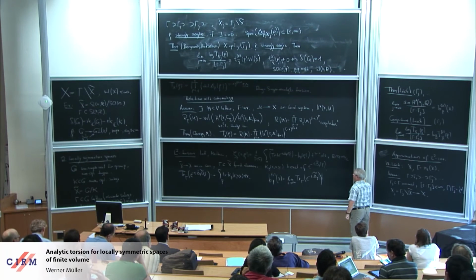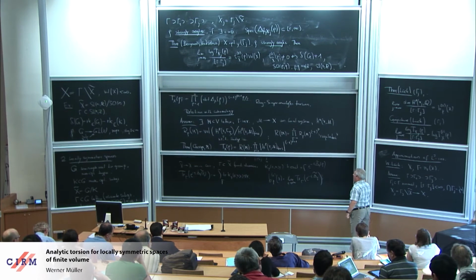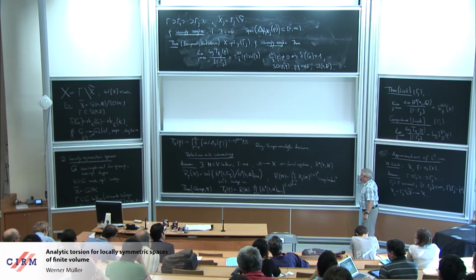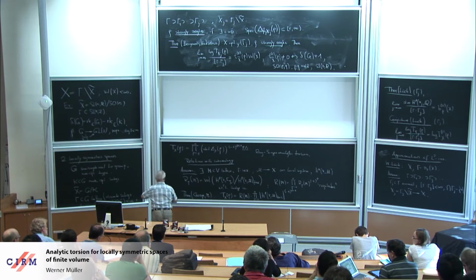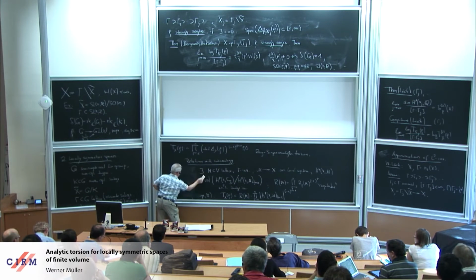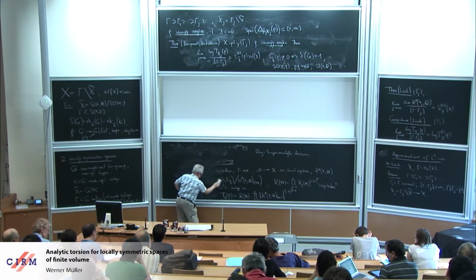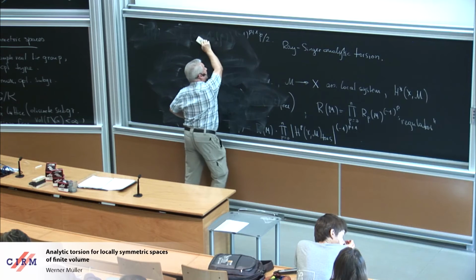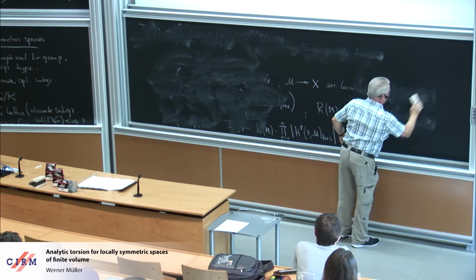So just let me briefly indicate, I cannot say much about the proof, but I just want to briefly indicate where this assumption about the uniform spectral gap comes into play. Well, you start out with the formula which I mentioned already, which expresses the zeta function in terms of the trace of the heat operator.